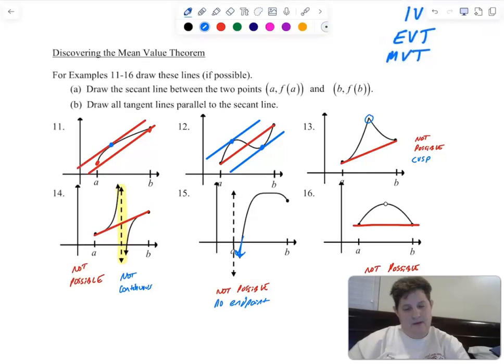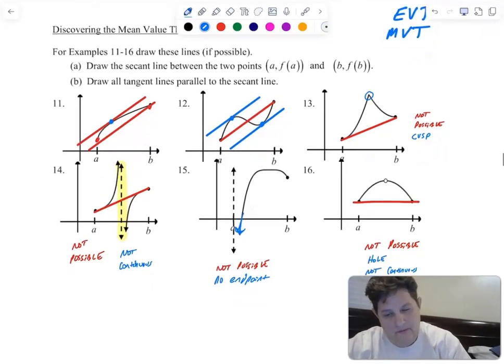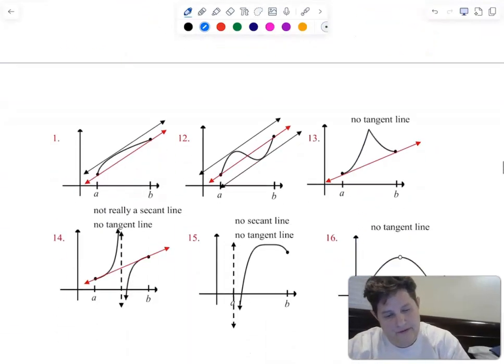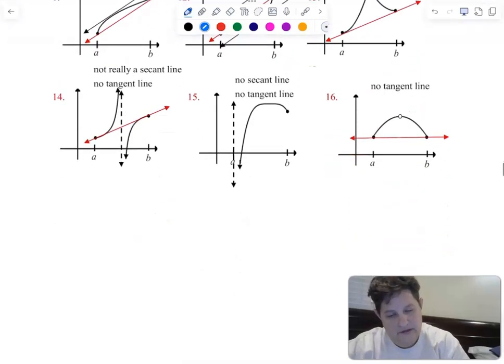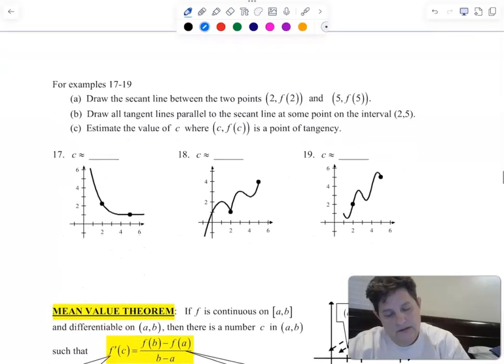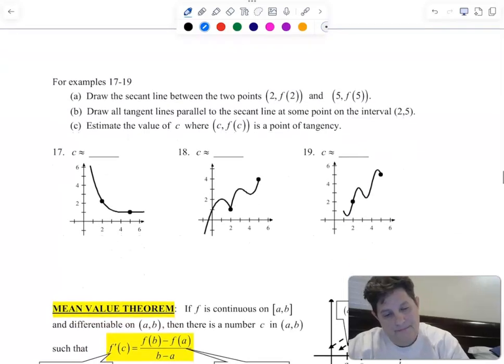All right. So what does this say? Well, these are examples. We kind of talked about each one of these. So now we're looking at, I guess we're discovering it again.